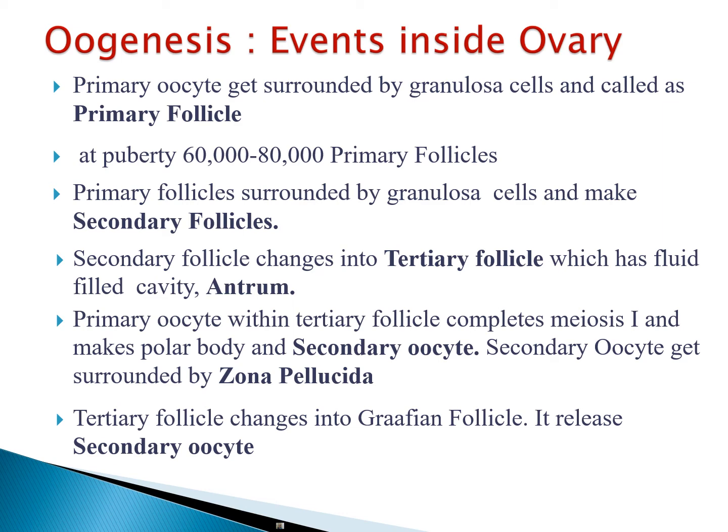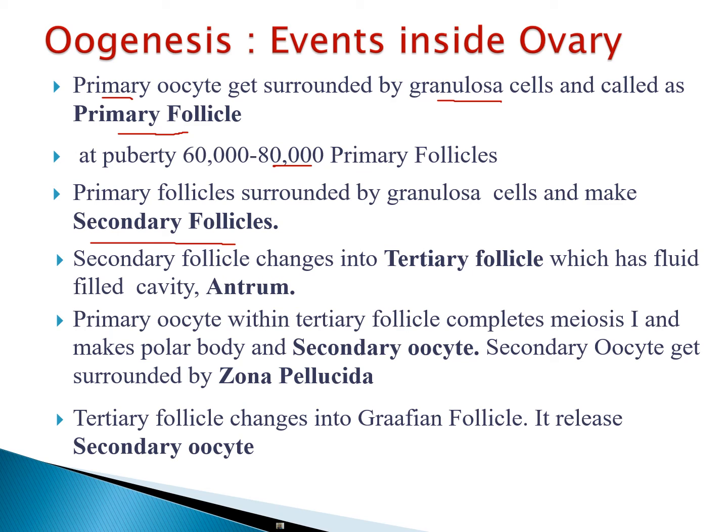The primary oocyte forms during the embryonic stage. They get surrounded by granulosa cells and make the primary follicle. We studied that primary oocytes are millions in number, while at puberty there are only 60 to 80,000 primary follicles. Rest of them degenerate. Primary follicles keep on being surrounded by more cells, and then they change into the secondary follicles.